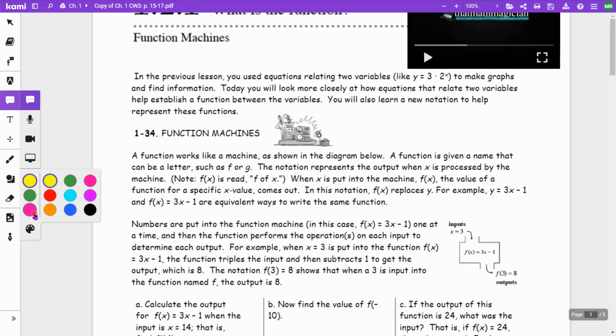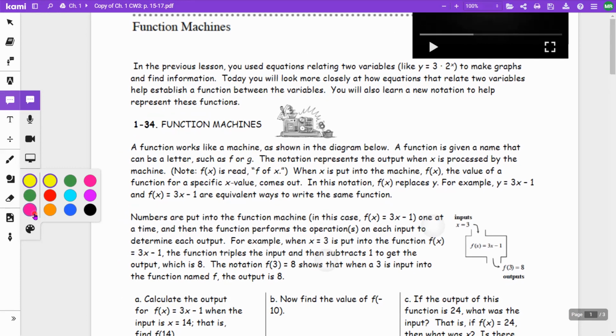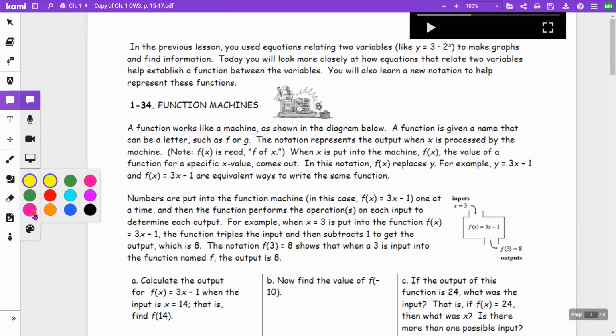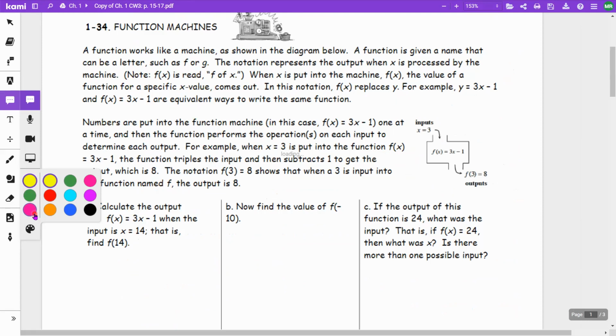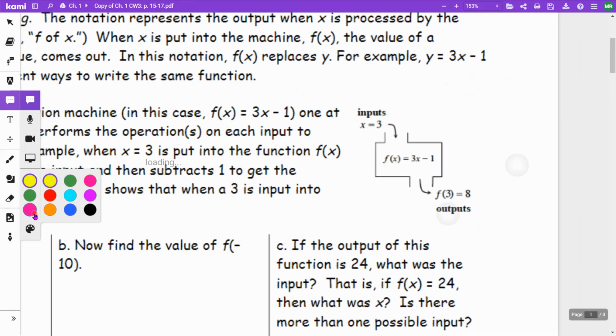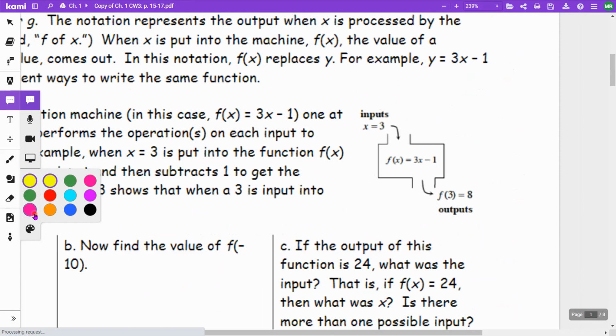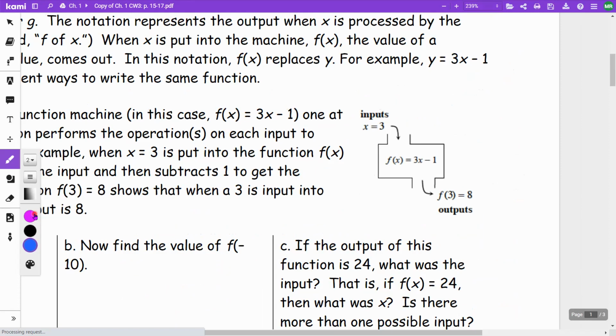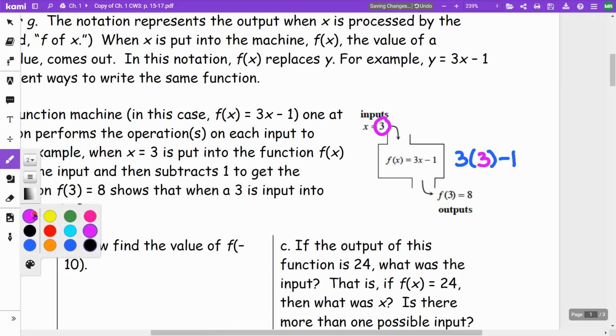So in this situation, we have a function machine that has a 3x minus 1 in it. Okay, so here's a picture of that function machine. And what happened was we dropped in a 3, into 3 times whatever our x is minus 1. So we put in 3 in here. And when we did that, we ended up getting a 9 minus 1, which is 8. And that ended up being our output.